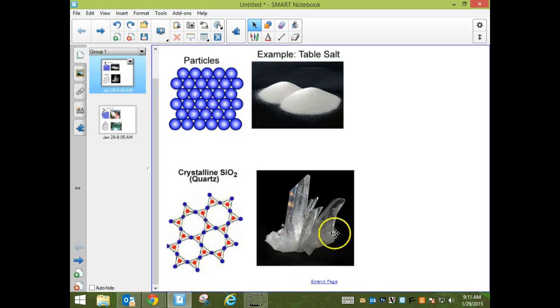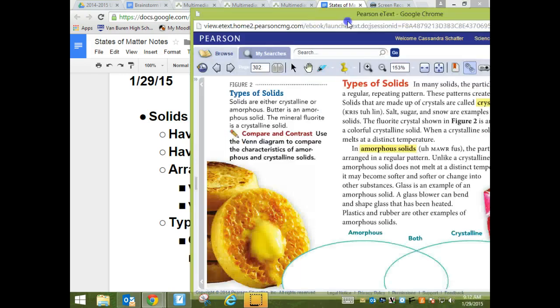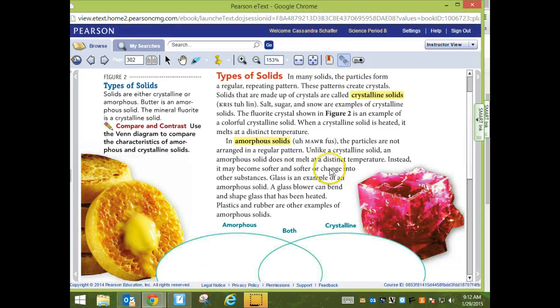And then here, this is quartz crystal. And so this is kind of similar to fluorite. It's another mineral like fluorite was in your book. You can see how it makes these hexagons, and the particles are definitely in a repeat. So now let's take a look at the other type of solid. So if we go back to our text, the other type of solid that we have is an amorphous solid.